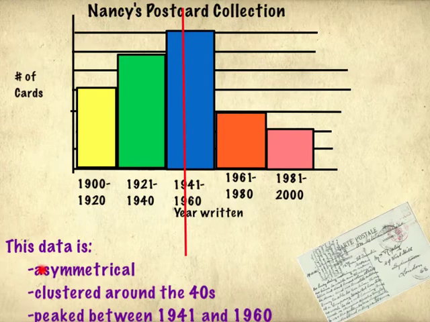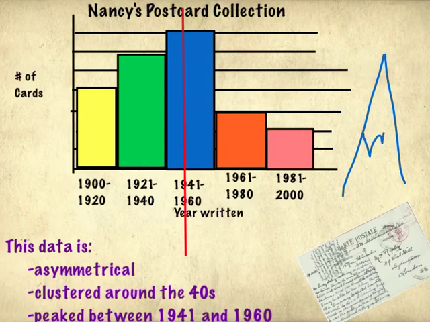The data is clustered around the 40s. That means that most of the cards she has are sometime around 1940. Okay, so the data is clustered, just means gathered around the 40s. And the data peaked between 1941 and 1960. Peaked means got to its highest point. So we talk sometimes about a mountain peak. This is the peak of the mountain. So the peak of the graph is when it's at its highest. So those are just some terms we use talking about graphs. We talk about symmetry, clusters, and peaking.